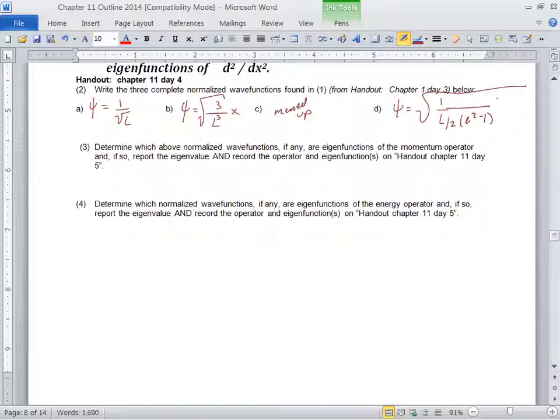And then there's one more thing you've got to add. What do I have to add to it? Times e to the x over L. Oh, okay, that's looking better.